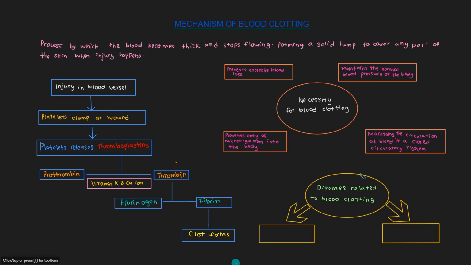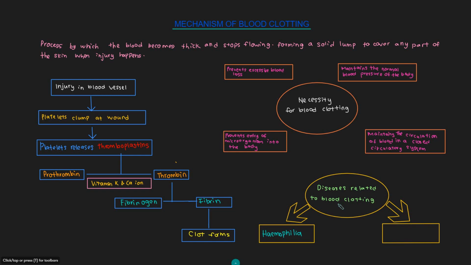Next, we are going to look at the diseases related to blood clotting. There are 2 major diseases related to blood clotting. First is known as hemophilia. Hemophilia is a hereditary disease due to the lack of certain clotting factors in the blood. The clotting factors are thromboplastins, vitamin K and calcium ions, and also damaged cells. So the affected person may die due to excessive bleeding from minor cuts and bruises.